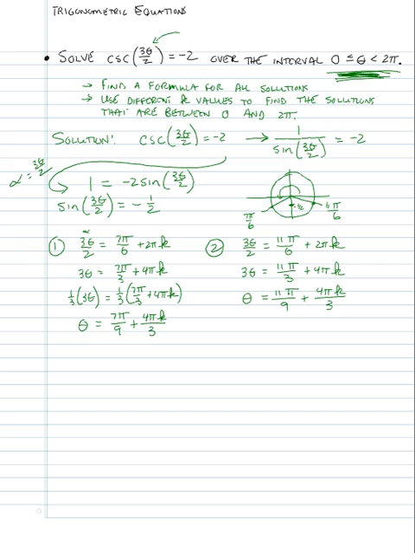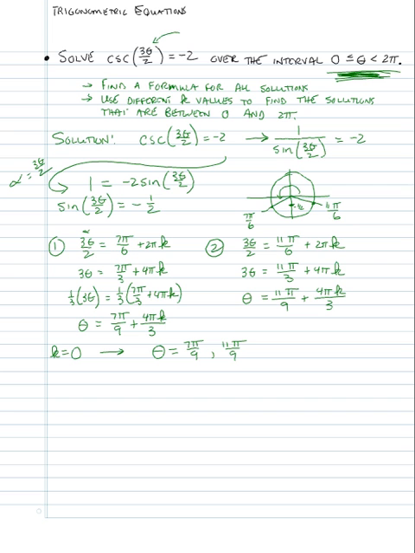Now, those are the formulas. And here's the first question. If k is equal to 0, what thetas are those? Well, the first formula gives me theta is 7 pi over 9. And the second formula gives me 11 pi over 9. And so the question is, are those solutions between 0 and 2 pi?